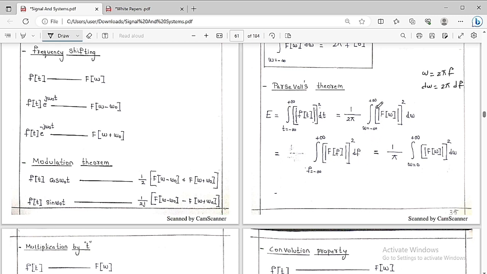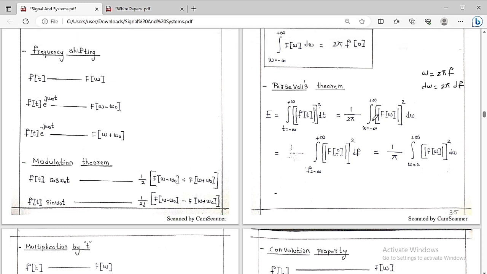Because if omega is equal to minus infinity, f is also minus infinity. If omega is equal to plus infinity, f is also equal to plus infinity. Either you can write in terms of omega, or you can write in terms of frequency f also. Basically, this modulus is nothing but the magnitude spectrum. Magnitude spectrum is always an even spectrum. So even spectrum means you can write like this.